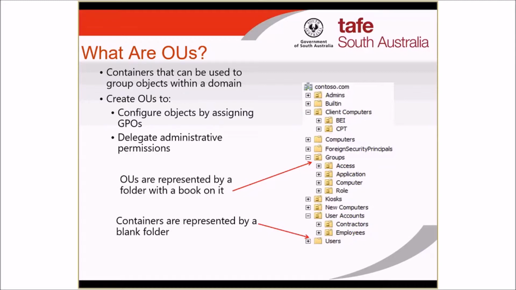We can also use OUs to delegate administrative permissions. What does that mean? If our domain is pretty big, for example, like TFSA is pretty big, the ICT doesn't want to be hounded with resetting students' passwords all the time. So how about I delegate so that the IT lecturers have the ability to reset the passwords of the students? That makes their life easier, wouldn't it? And it will make my life easier. I won't have to tell you to call the ICT to get your password reset. I can just jump on and reset your password.